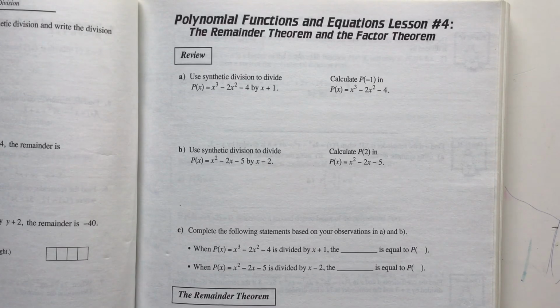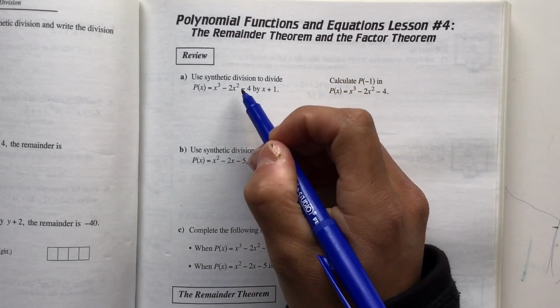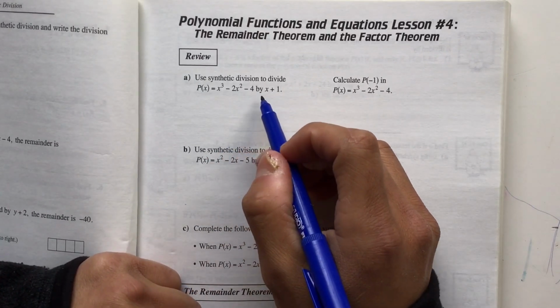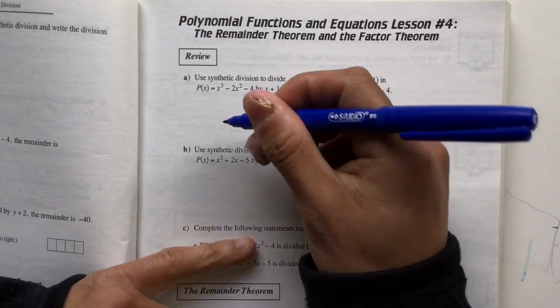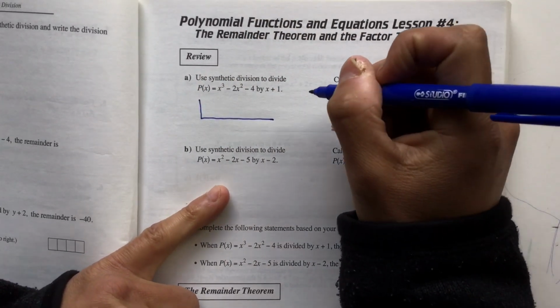We're going to be looking at the remainder theorem and the factor theorem in lesson number 4 of polynomial functions. So first of all, let's look at using synthetic division to divide the polynomial x cubed minus 2x squared minus 4 by x plus 1. And we'll set this up the same way we normally set up synthetic division.